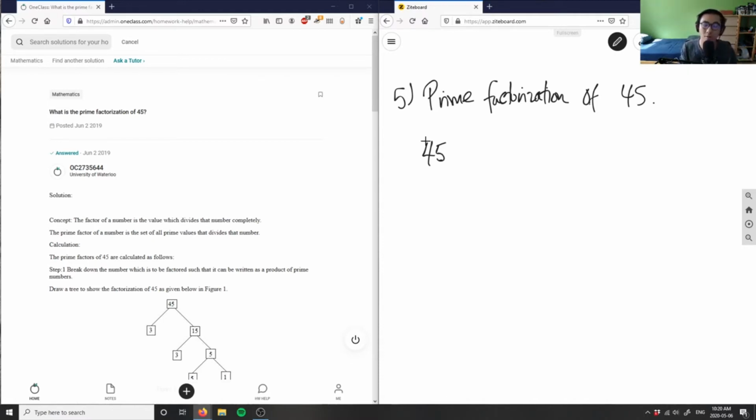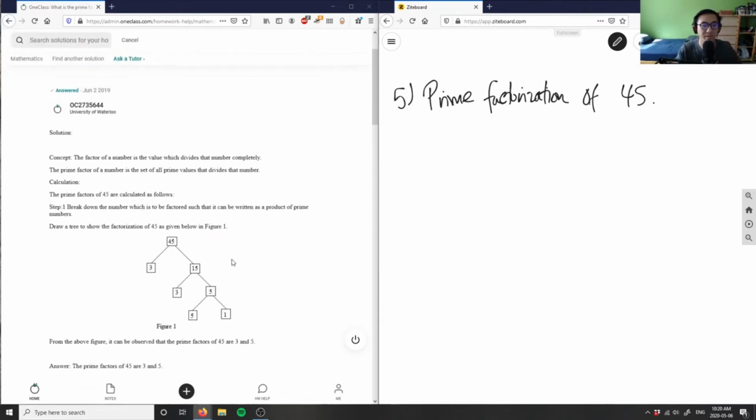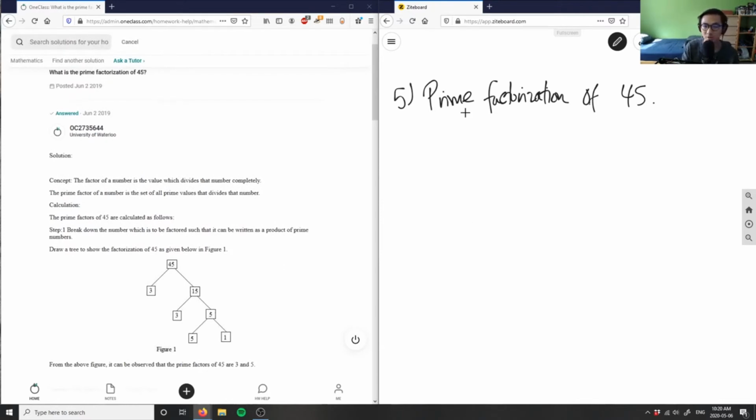1 is always a factor, unless the value is 0. So 1 is a factor. I also care about 3. 3 is also a factor. If I divide 45 by 3, I get 3 and 15. And they actually did a prime factorization tree, which is really good, so maybe I'll do that as well.